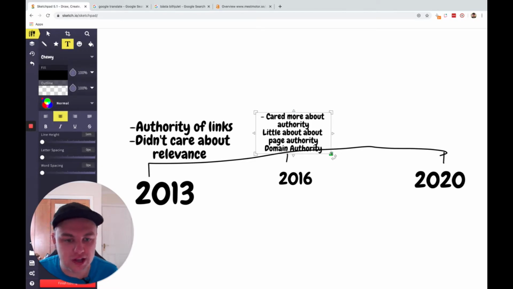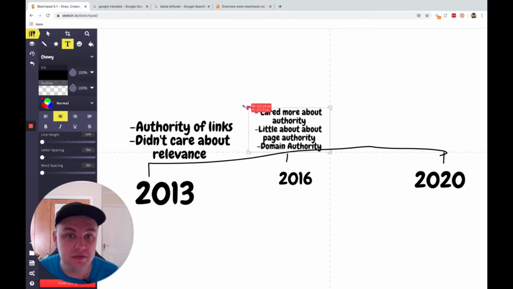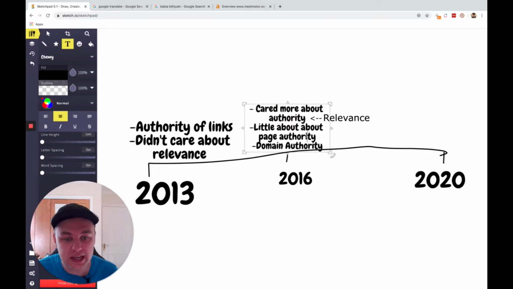So essentially what you could do is get a link on a page on a website which has 10,000 links going to it, and that page could have no links going to it, and that would still be a very good link. In 2013, they really cared about the page authority, direct link power. They did care about the overall site authority, but not as much.